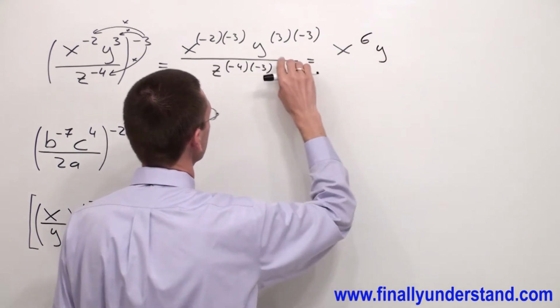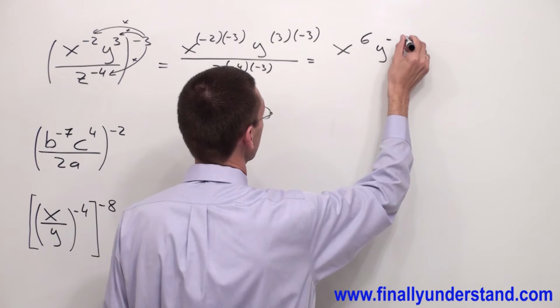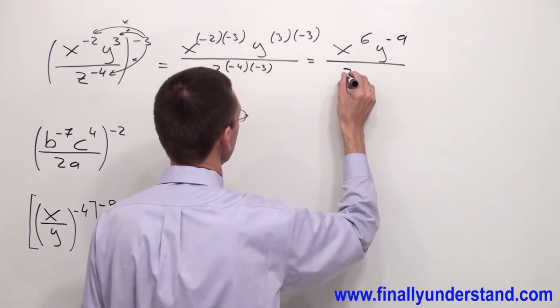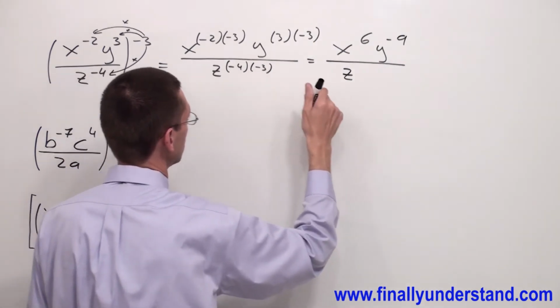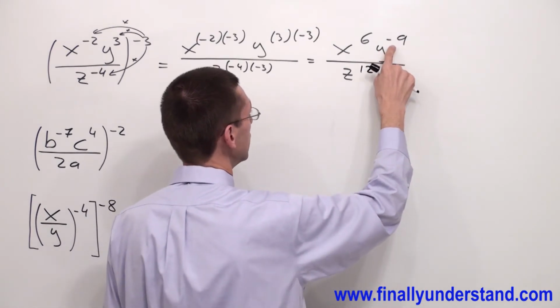Y, 3 times -3 is -9, over z, -4 times -3 is 12. I got y to the -9.